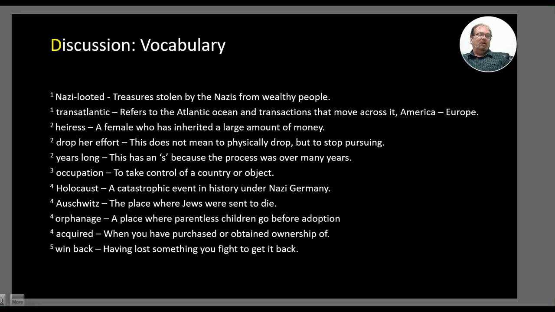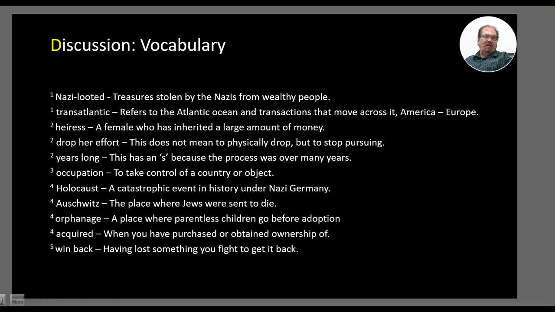Orphanage, a place where parentless children go before adoption. It doesn't always mean that they have no parents, but it does mean that they have no parents to take care of them. They have no guardian. In this case, they died. Acquired, when you have purchased or obtained ownership of something. You acquire. It's a really good word.